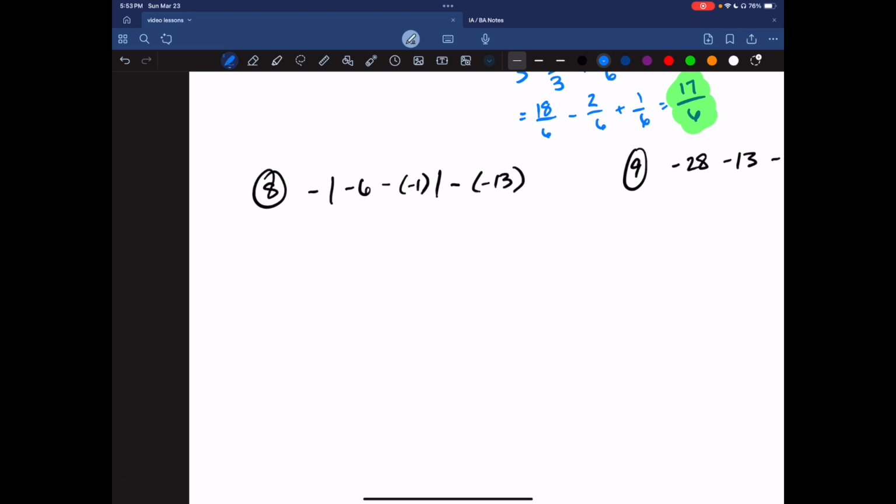On number 8, we have absolute value. Remember, absolute value means distance from 0, and distance can't be negative. So if you put in a negative number, you're going to get a positive value. Okay, so keep that in mind.